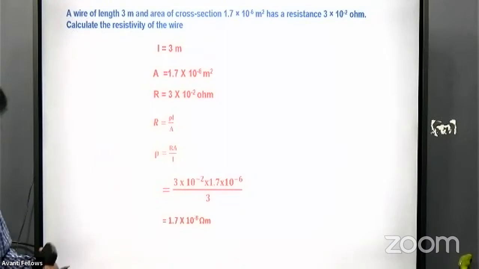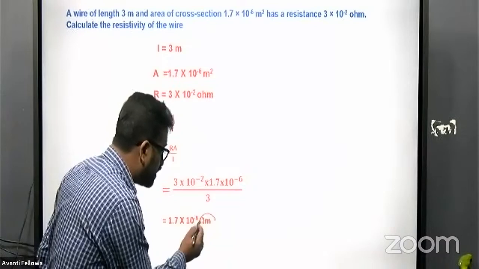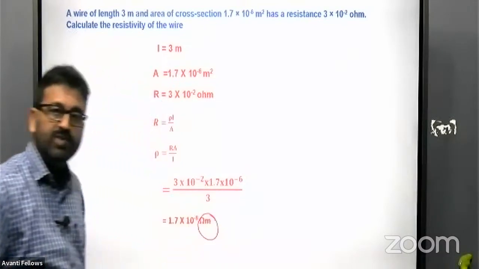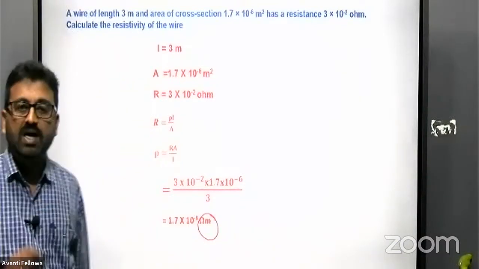The unit of resistivity is ohm meter. Remember, if you do not write the unit at the time of the board examination, they will reduce half a mark.